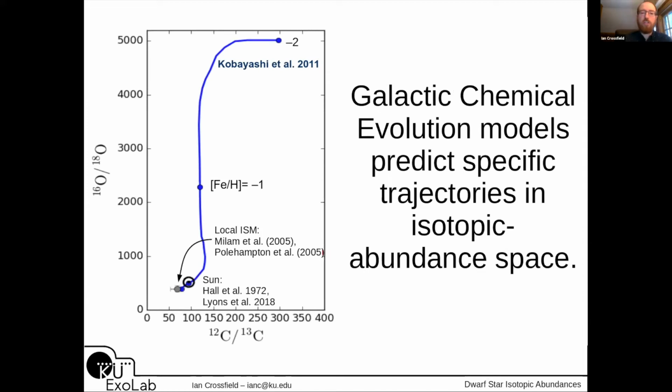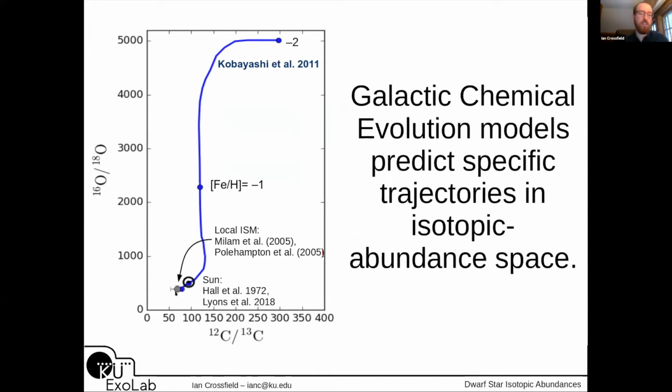So why might you want to do this? Just one example. Of course, galactic chemical evolution models predict specific trajectories through abundance space, whether it's isotopic abundances or any elements you care to study. This plot here on the vertical axis shows the oxygen isotopic ratio, and the x-axis is the carbon isotopic ratio. And these models predict that you might start up here at low metallicity at high isotopic ratios and evolve your way down toward where the sun is down here at the lower left, and the local ISM, even a little bit lower and a little bit lower to the left.